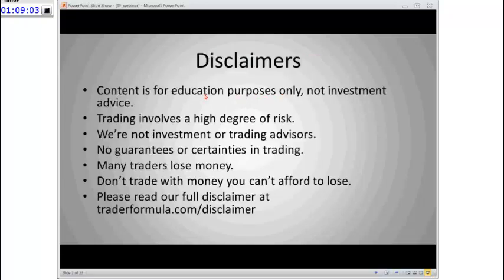Here's the standard disclaimer. It says this is for education only. I'm not an advisor or anything like that. Trading is risky. You're probably going to lose money. There's no guarantees. So with that said, here's what we're going to cover today.